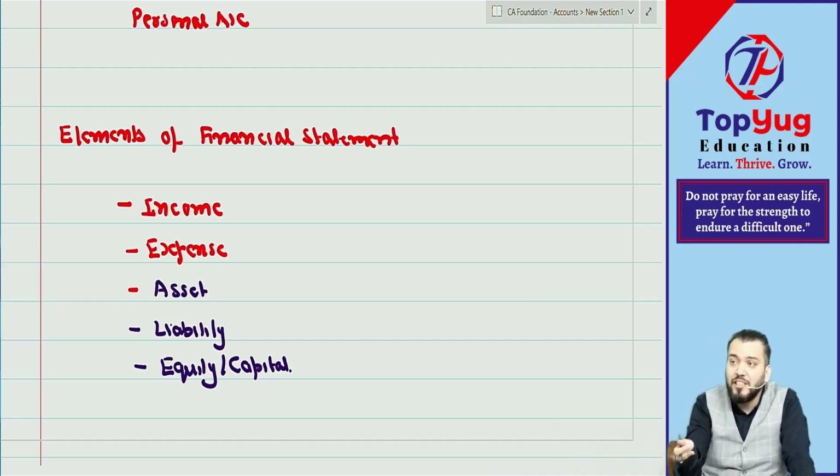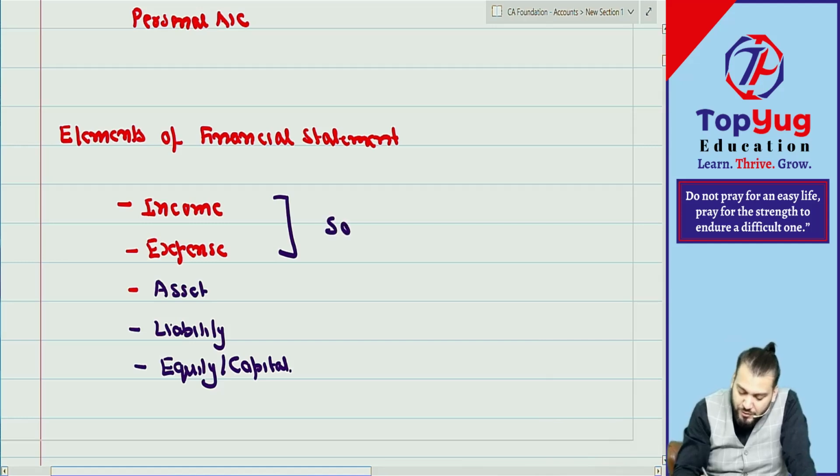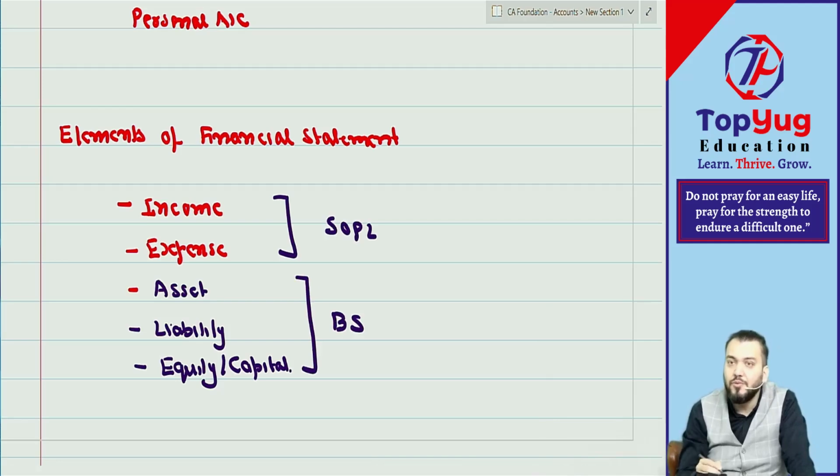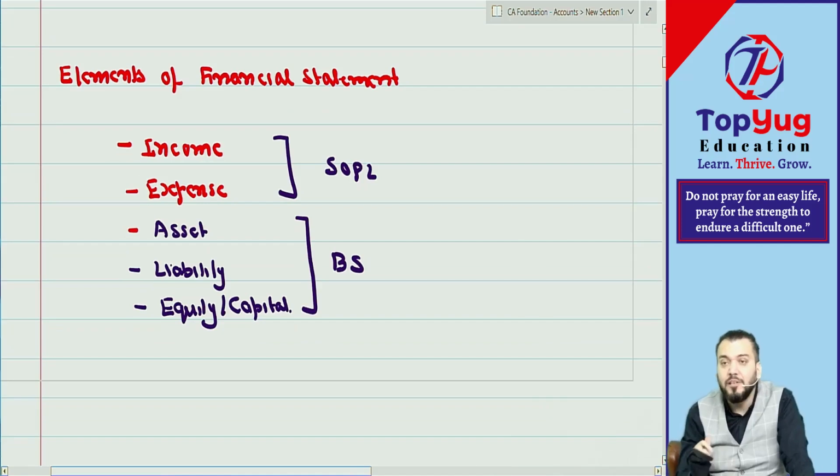If you can identify these five elements, you can prepare the balance sheet and SOPL, because these two will go in SOPL, and these three will go in the balance sheet. So if you can identify which item is income, which is expense, which is asset, which is liability, which is capital, it is very simple to prepare the balance sheet and statement of PL. Correct. We need to understand the meaning of each: what is income, expense, asset, liability, capital?